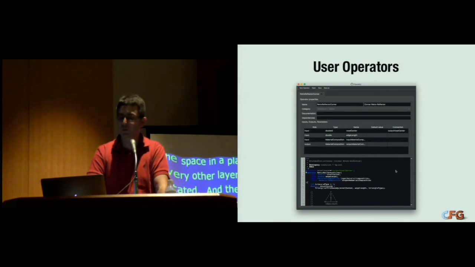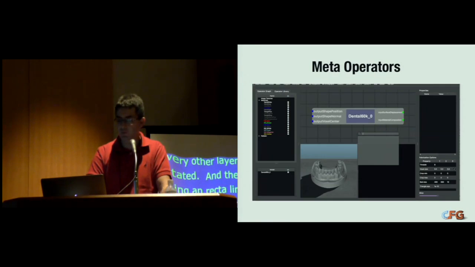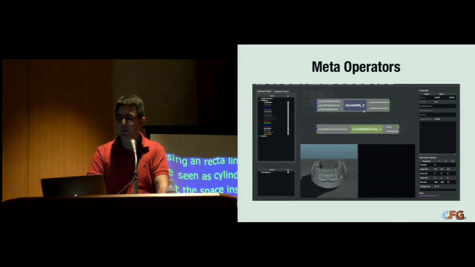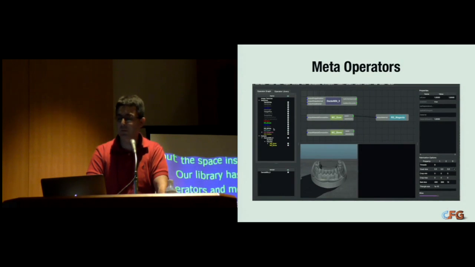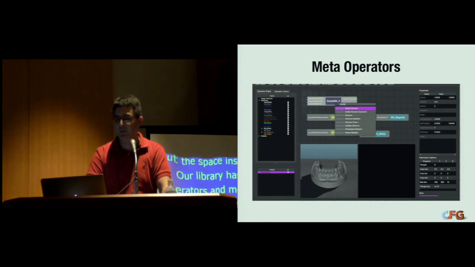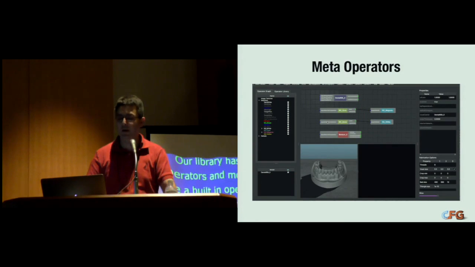Ideally, these operators will be published and shared in an online community. New operators can also be built non-programmatically simply by collapsing existing subgraphs and selectively publishing the input and output parameters of such a metanode. So in this example, we are creating a very simple graph.